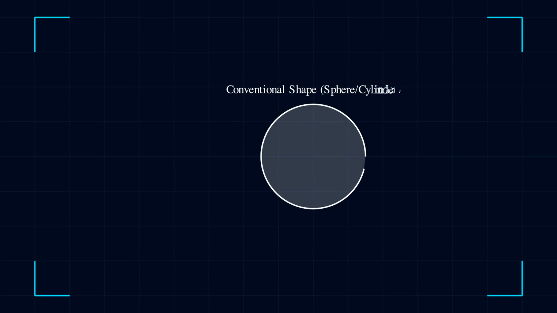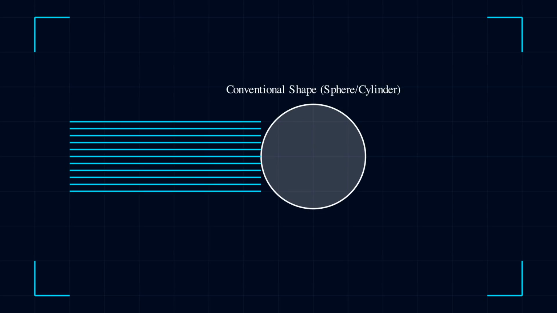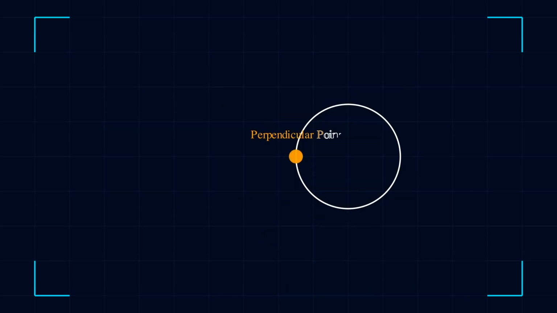Conventional shapes, like spheres or cylinders, are nightmares for stealth. When a wave hits a curved surface, it scatters in every direction, including straight back to the radar. This is the kill zone. When a surface is perpendicular to the incoming wave, it acts like a mirror, sending a massive reflection directly back to the source. This is a maximum detection risk.